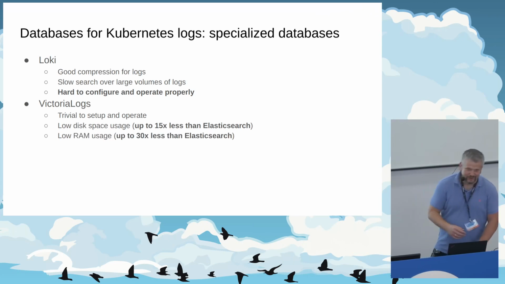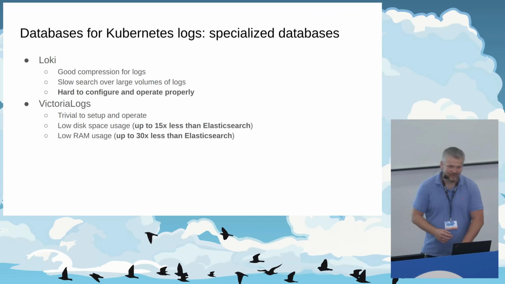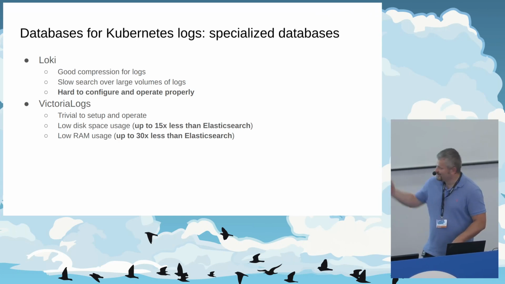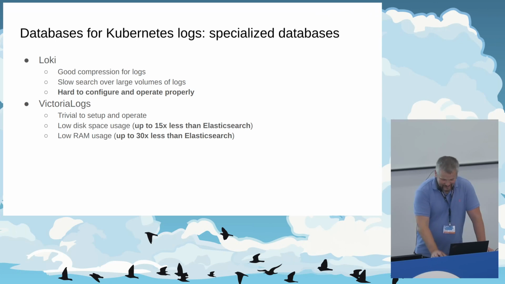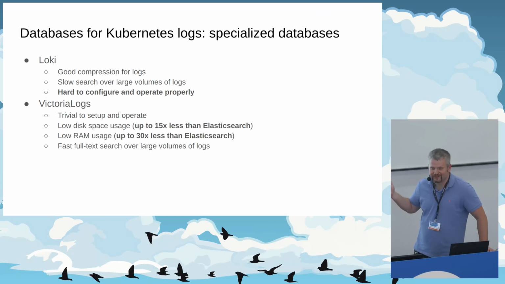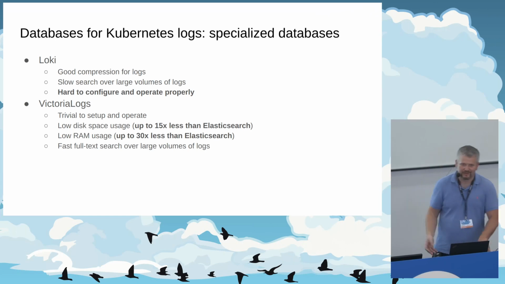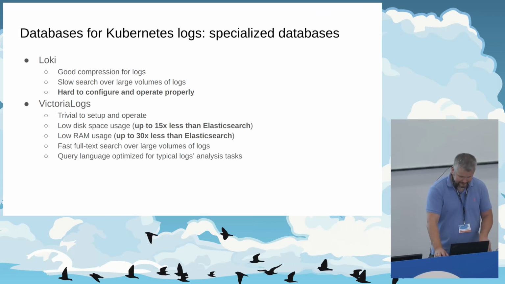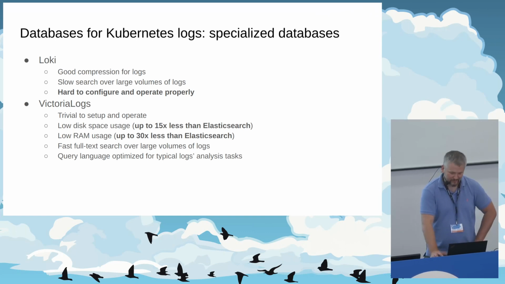Also, VictoriaLogs uses very low amounts of RAM compared to Elasticsearch, up to 30 times less memory for the same amounts of logs, for the same queries, for the same workload. And VictoriaLogs, contrary to Grafana Loki, provides fast full-text search over logs like Elasticsearch. Also, VictoriaLogs provides a custom query language for typical log analysis tasks, and we'll look at this query language a bit later.